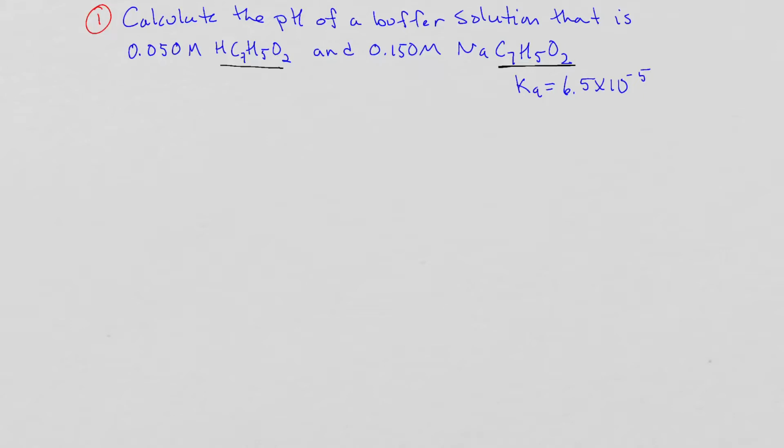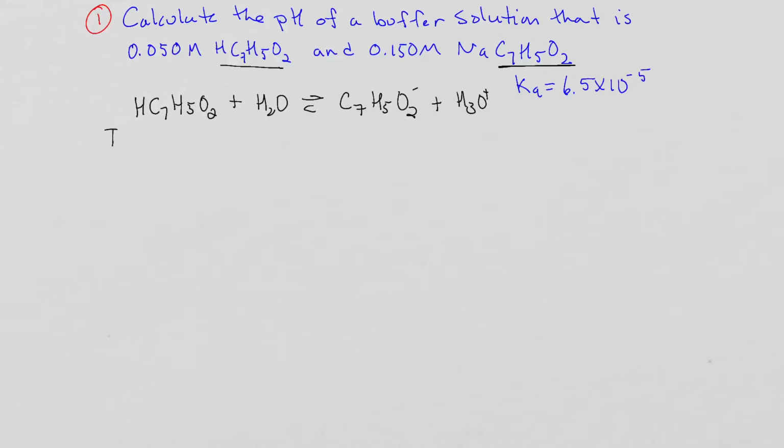Now, if we have a buffer solution based on an acid, right, it's the same approach we would do to solve for the pH of a weak acid. We're going to set up our ice table and solve in much the same way. So first step here is to set up our equilibrium expression. So we write out the chemical reaction. So we have our acid plus water in equilibrium with our conjugate base plus hydronium.